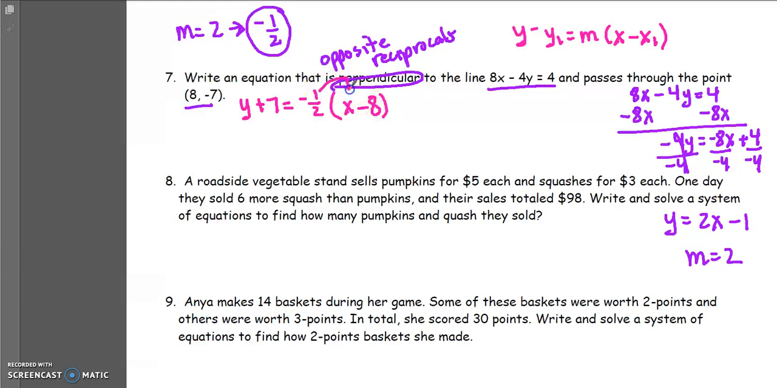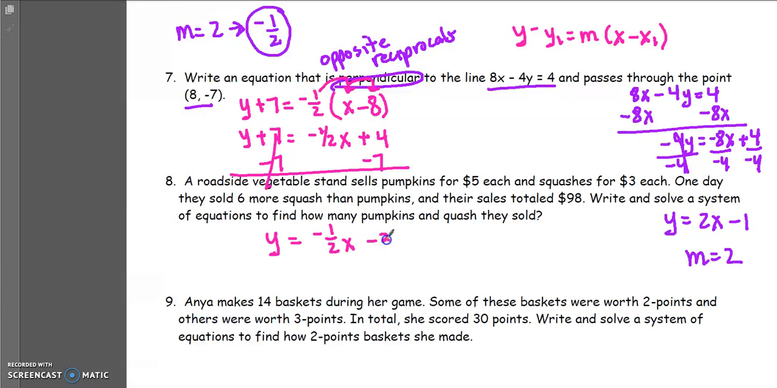And again, we need to clean it up a little bit, so get rid of my parentheses. So I have y plus 7 equals -1/2 x. Negative times a negative is a positive, and half of 8 is 4. Subtract 7 on both sides. Bring it down here. We have y equals -1/2 x minus 3. And there's my answer for number 7.